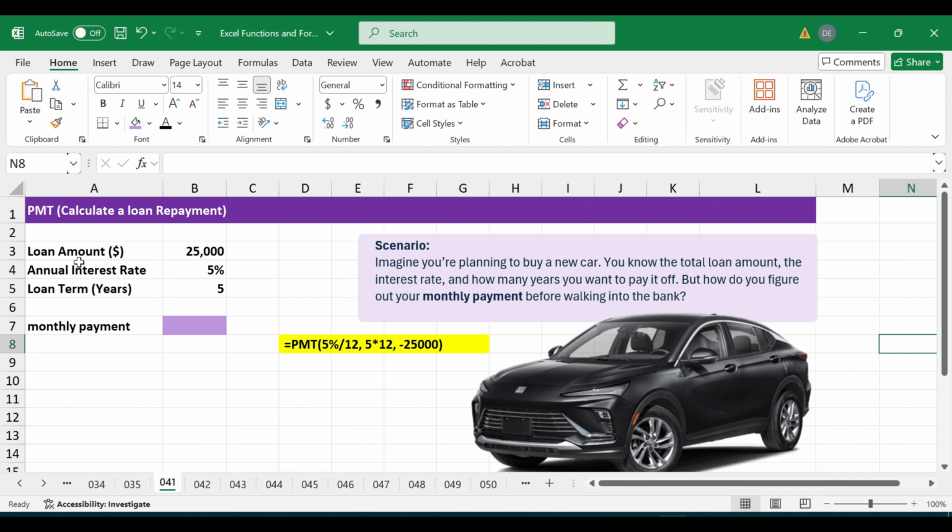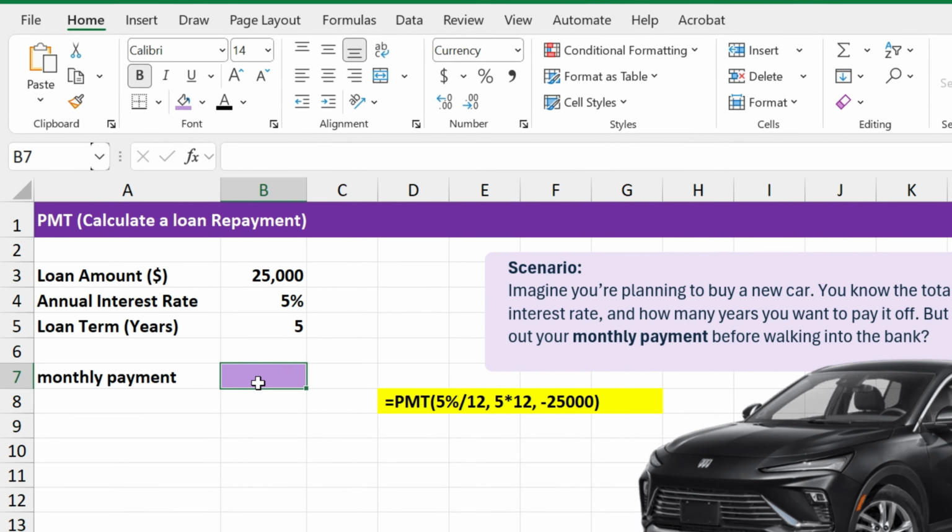I've got a simple example here. You want to borrow $25,000 for a new car. The bank offers you an annual rate of 5%, and you'll pay it off over 5 years. So, how do you find out your monthly payment before you commit? To solve this, we will use the PMT function.